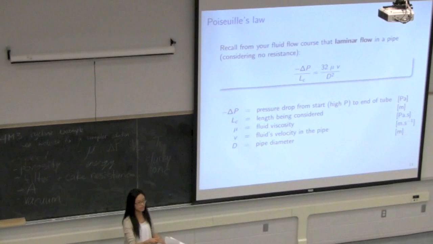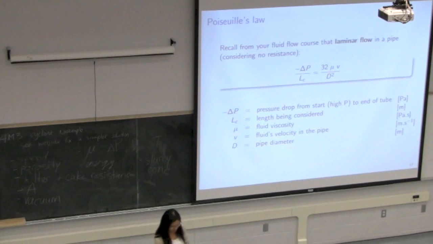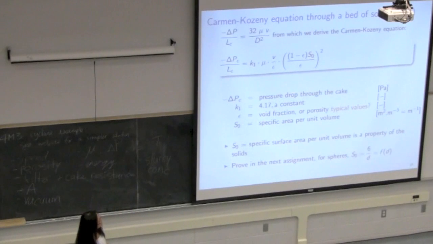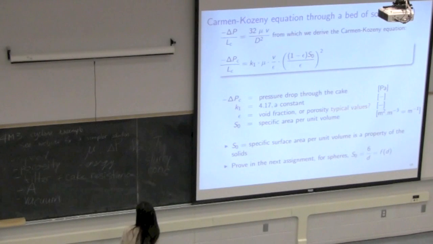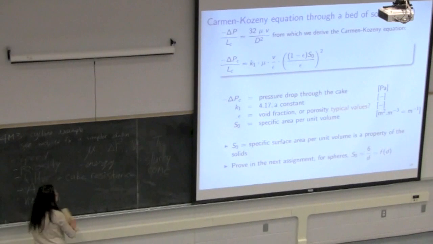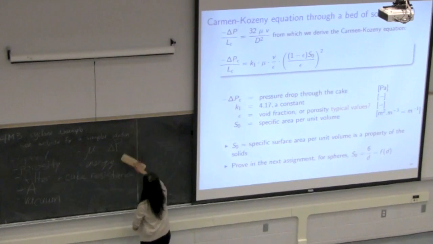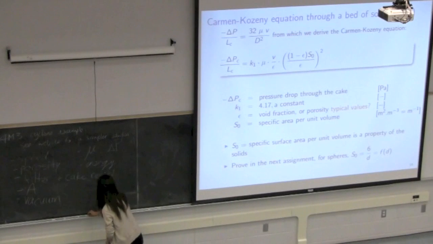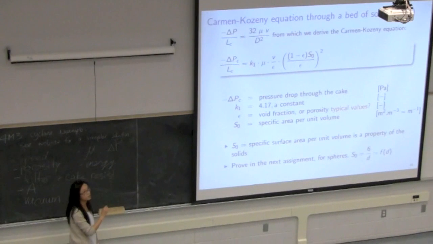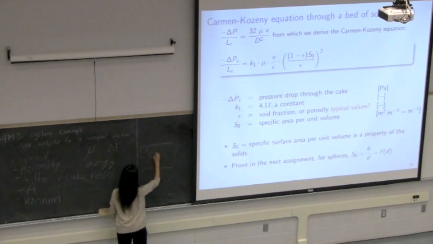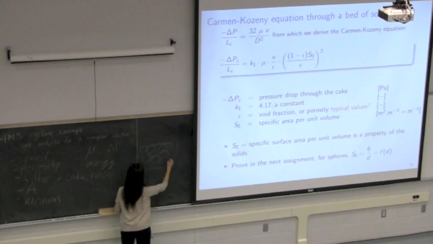So now we're going to introduce a new equation, and it's called the Carman-Kozeny equation. And this is through our packed bed of solids, which is our cake. And if we take a look here, we've got a similar format to Poiseuille's law. And if we start by looking at the pressure drop across the cake, here's our cake. And we've got all of these solids packed tightly together, right?